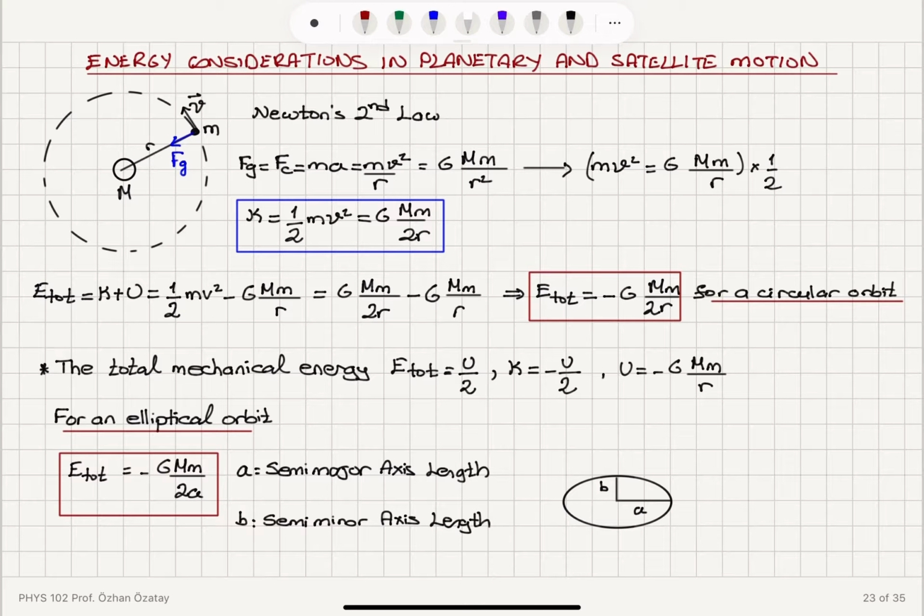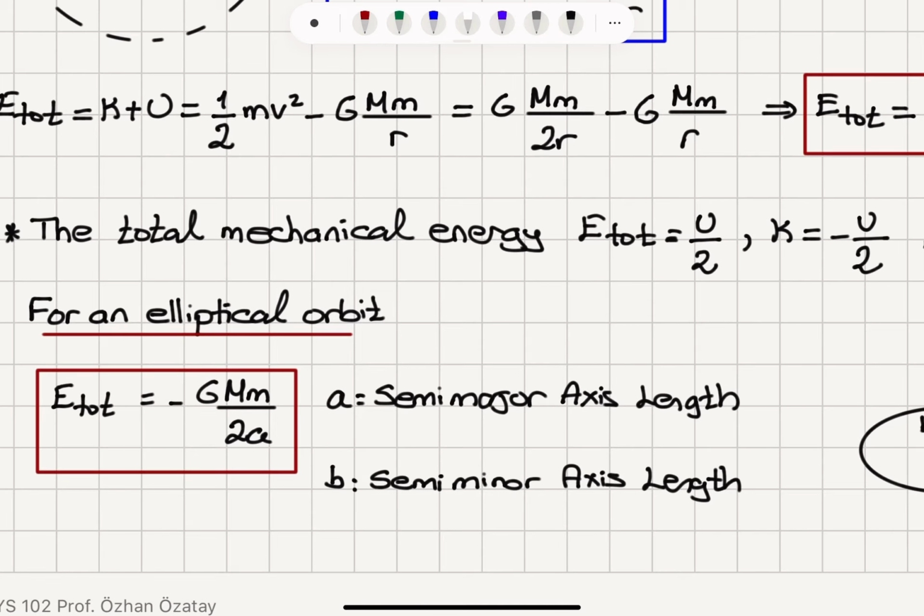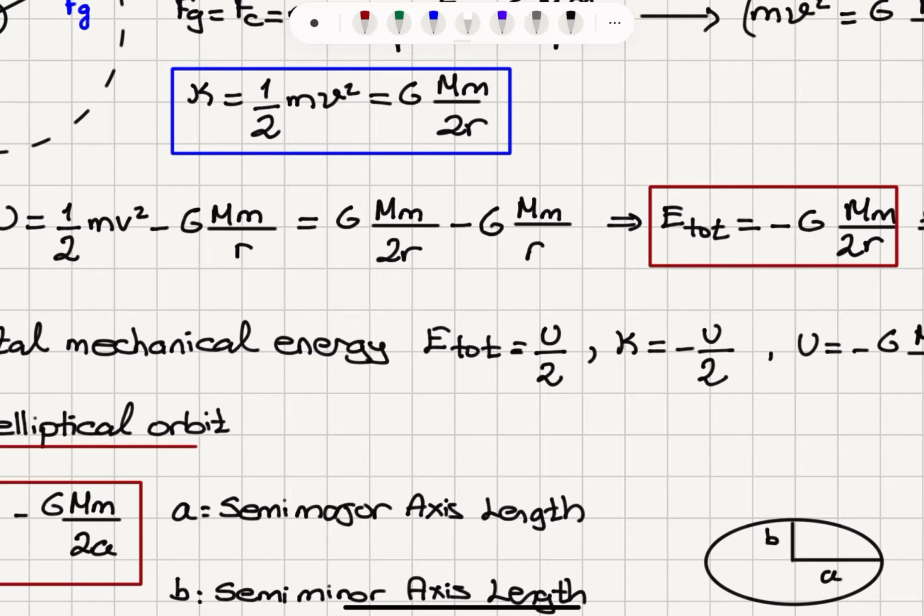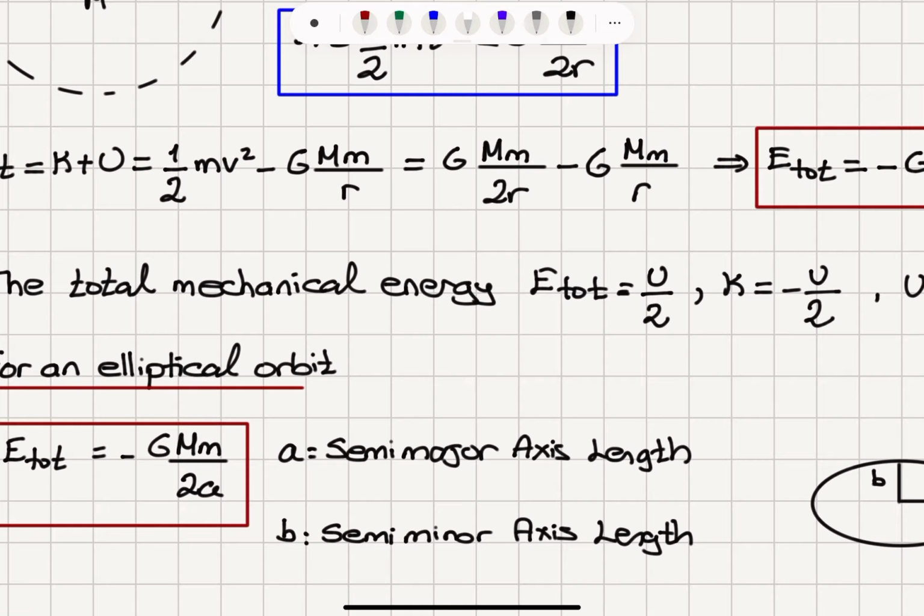Okay. So how would these results be modified for an elliptical orbit, if this is not a circular orbit, but an elliptical orbit? So the eccentricity is not equal to 0. The total mechanical energy in that case is minus GMm over 2a. So we see that the radius of the circular orbit is replaced by the semi-major axis length a.